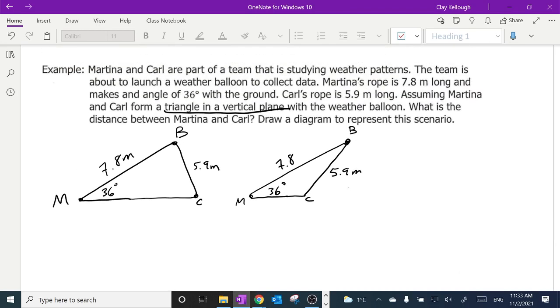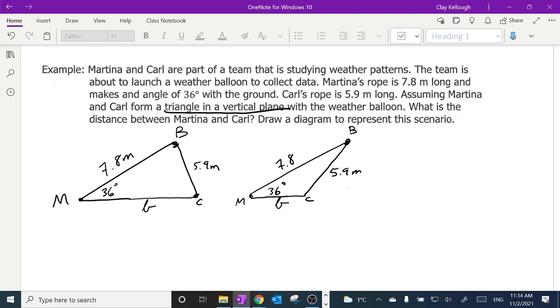So our goal is to find side B in these two triangles. How are we going to do that? Question? There's one angle given is one reason that there's two triangles. The other one is, and this is important, that this rope is shorter than the other one. If Carl's rope had been longer than Martina's, there's no way they could have been on the same side, unless, of course, Carl was behind Martina somehow.